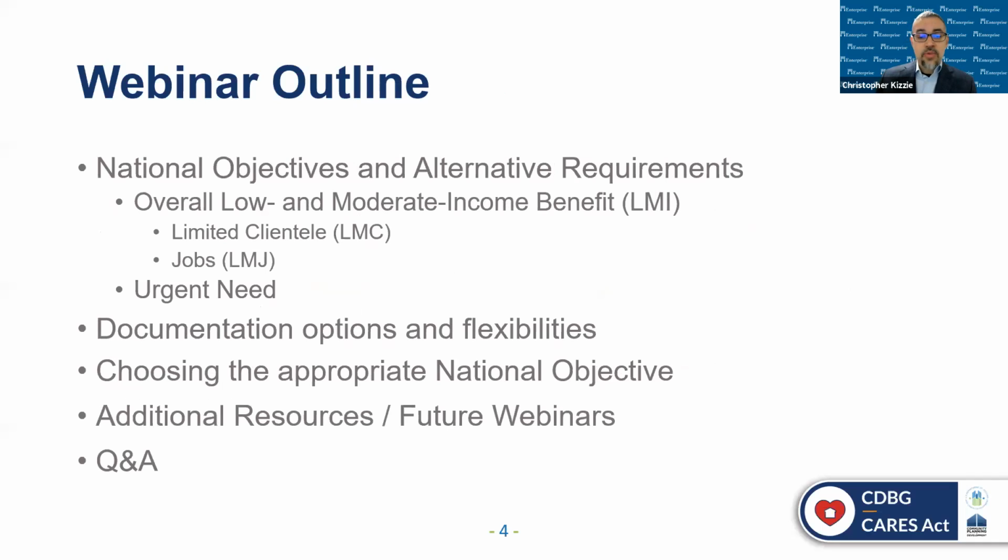For the webinar today, we will focus on national objectives, particularly those likely to be used for COVID-19 response. We will discuss documentation requirements, highlight the flexibilities provided for certain national objectives in the Federal Register notice. Then we will get into some of the program design considerations using examples from common CDBG CV activities. And finally, we will have time at the end of the presentation for Q&A.